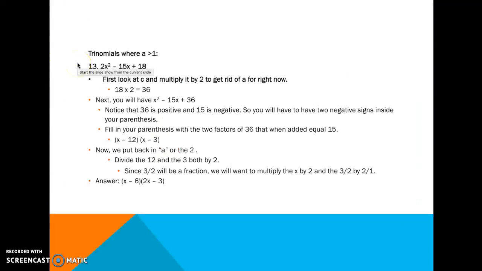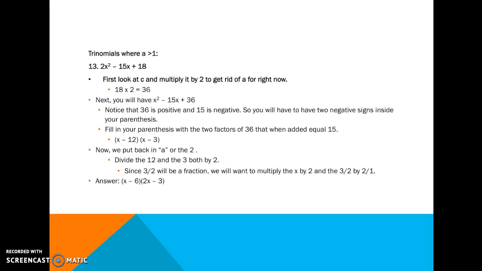So, trinomials where a is greater than 1. Number 13 on set 3 of your packet reads 2x squared minus 15x plus 18. In this quadratic equation, our a would be the 2 in 2x squared, and our c would be the 18.